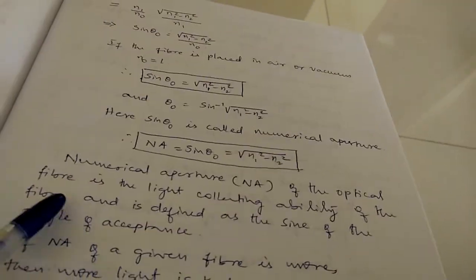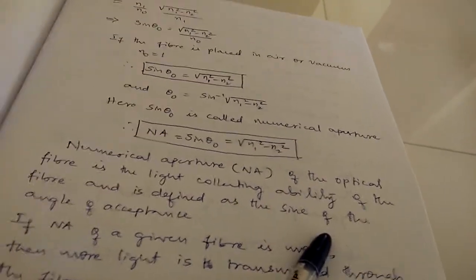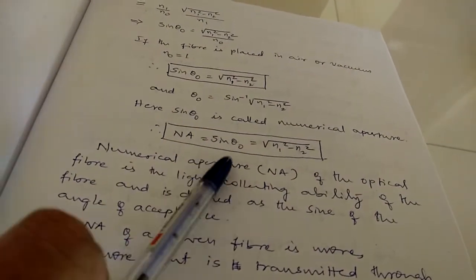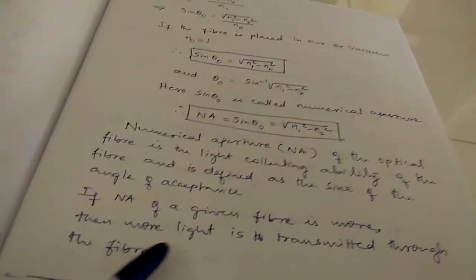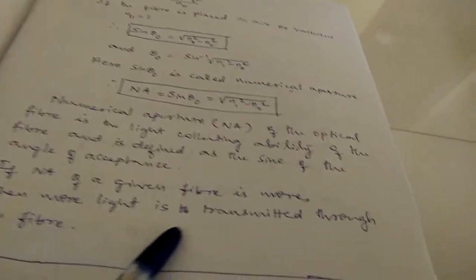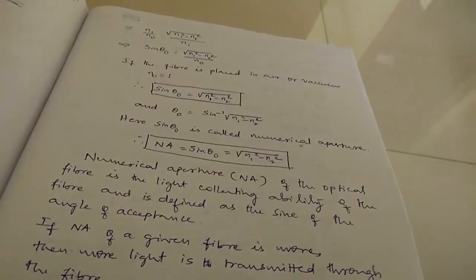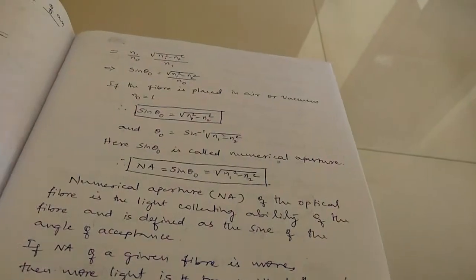Numerical aperture is the light collecting ability of the fiber and is defined as the sine of the angle of acceptance, sine theta naught. If the numerical aperture of a given fiber is more, then more light is transmitted through the fiber. This is the derivation for numerical aperture.